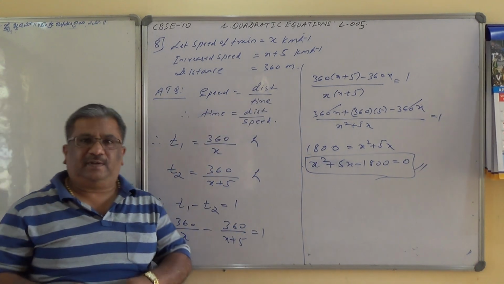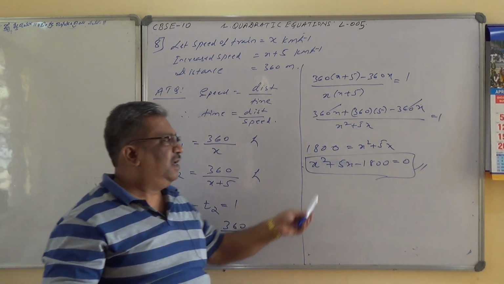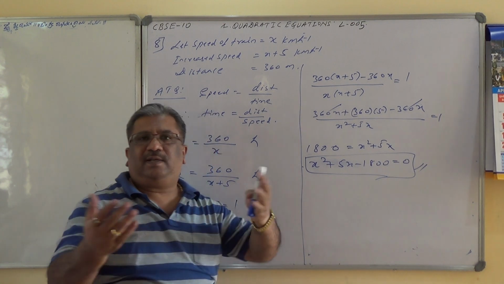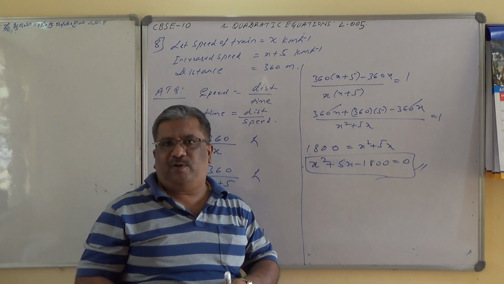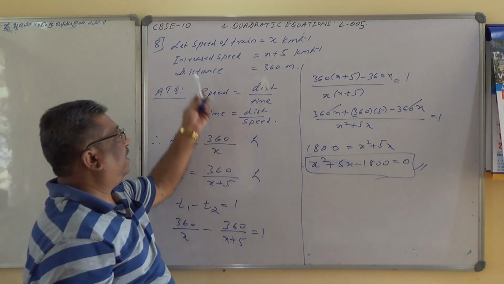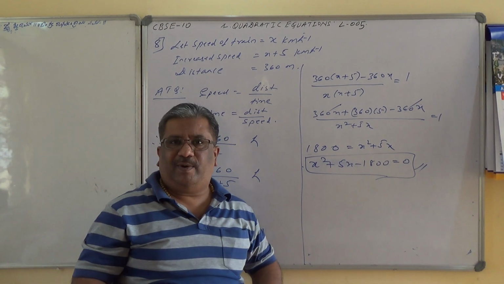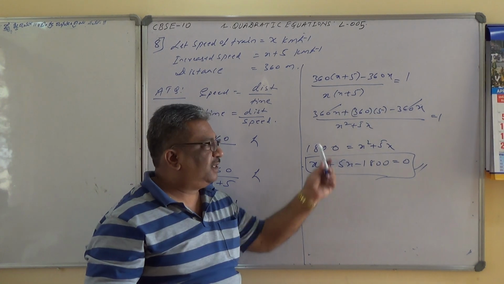Okay, fine. We'll go to the next one. You have to solve using the quadratic formula. Please solve it yourself. You may get two values, and one could be negative. In that case, discard the negative value of the speed, because speed cannot be negative. Accept the positive value. So let us solve the next question.